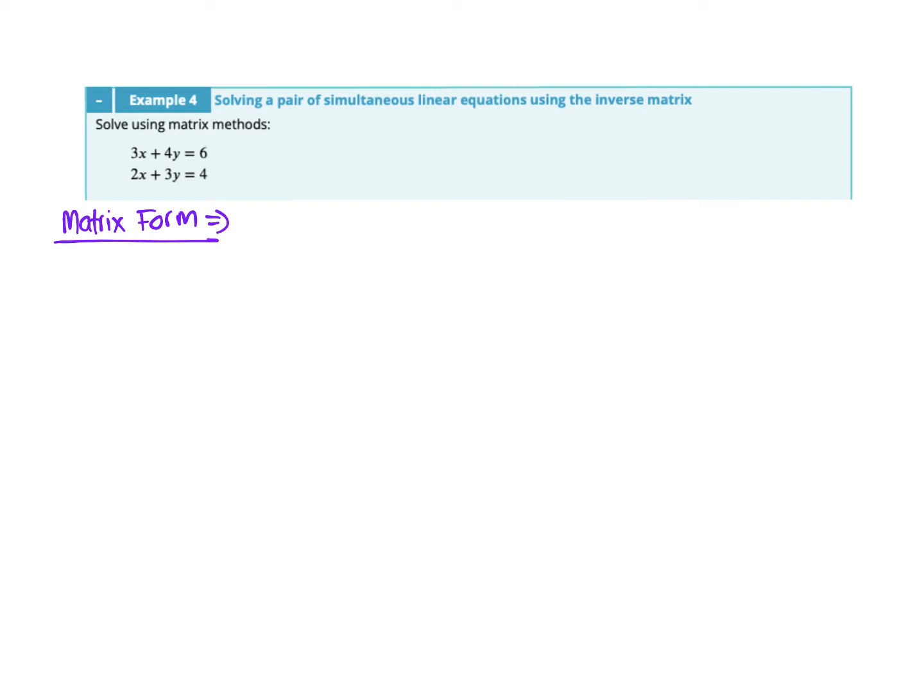So first we're going to write the equations out in matrix form. That's when we put the numbers in front of the x and y first. So I've got a 3, a 4, a 2 and a 3. And then we multiply it by the unknowns, which is x and y, and then I let the answer be the 6 and 4. Okay, that's just in matrix form.